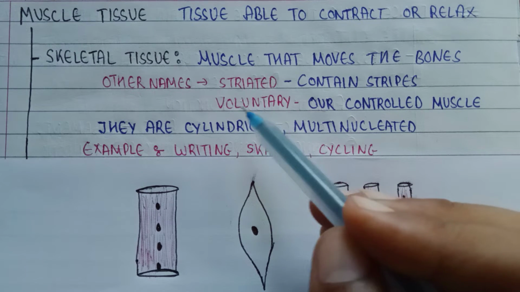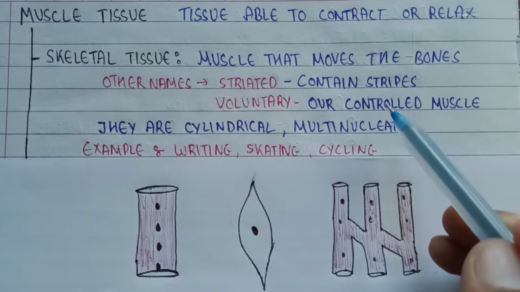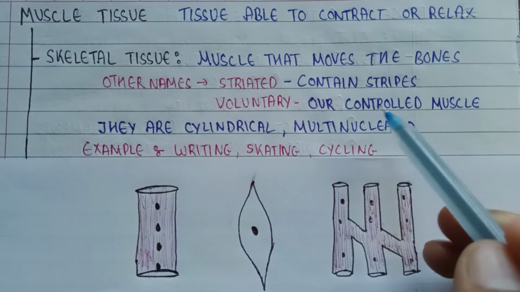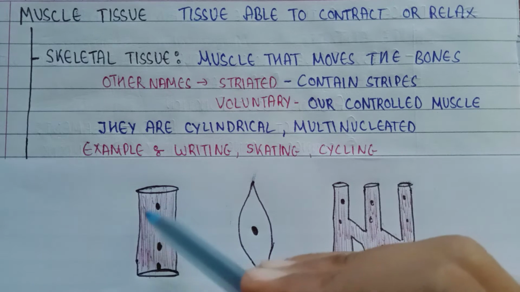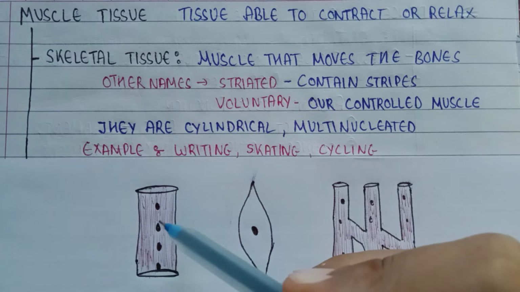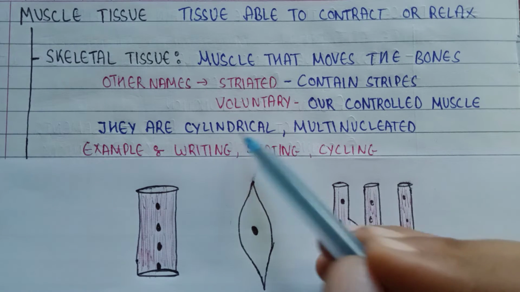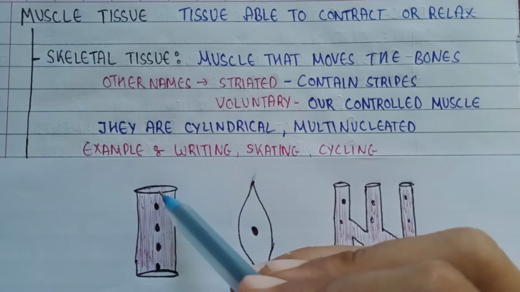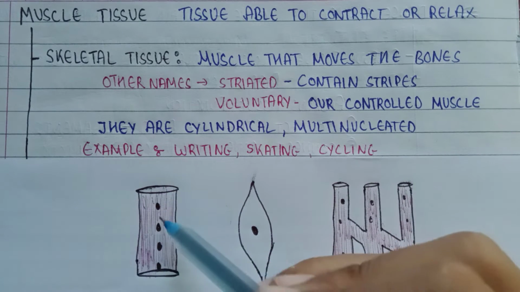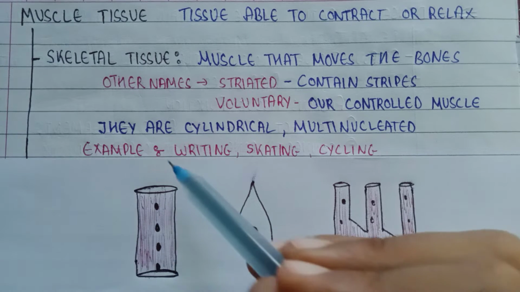Second, it is also known as voluntary tissue because it is in our control. It is under the control of the nervous system. It is totally in our control. If we want it to contract, we can make it contract. If we want it to relax, we can make it relax. They are cylindrical and multinucleated. They have a cylindrical shape and they are multinucleated, meaning more than one nucleus is present.